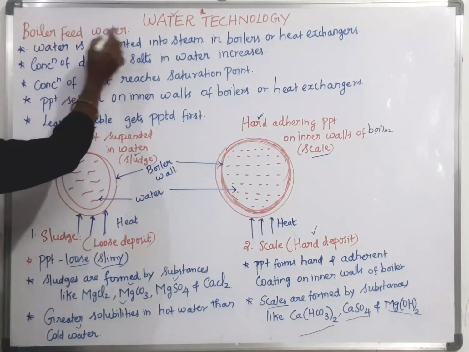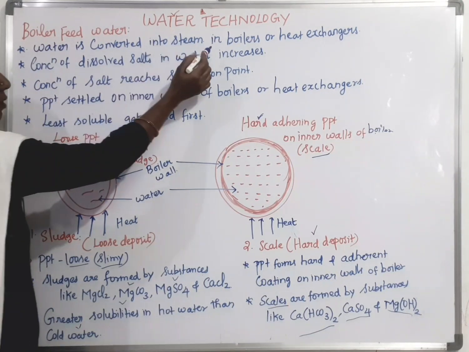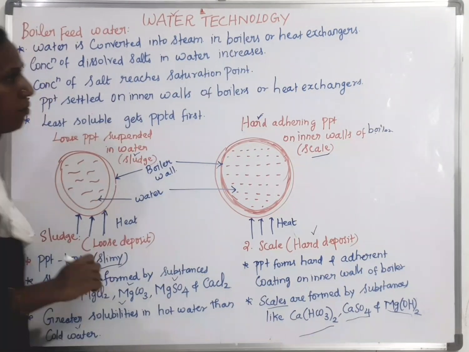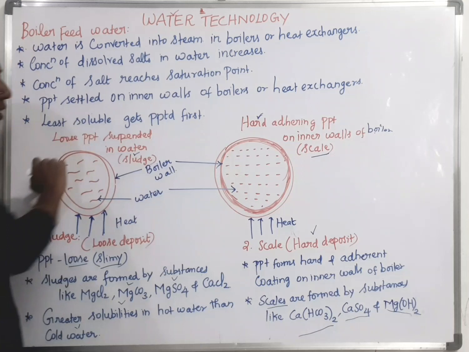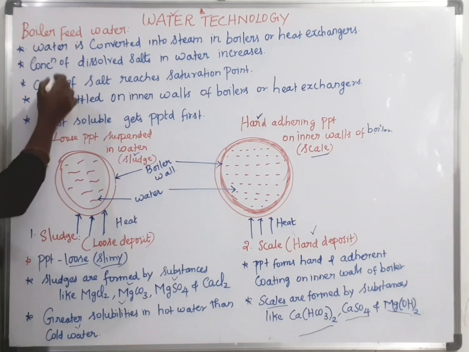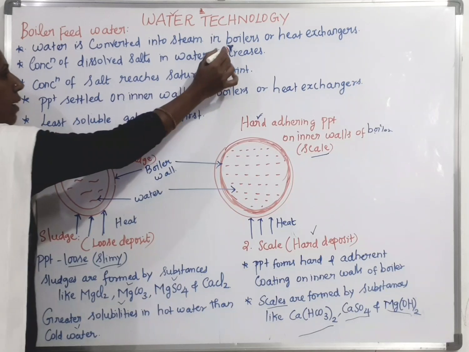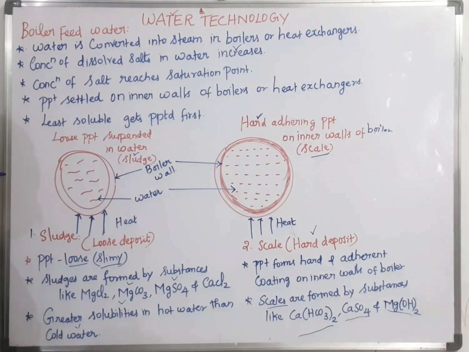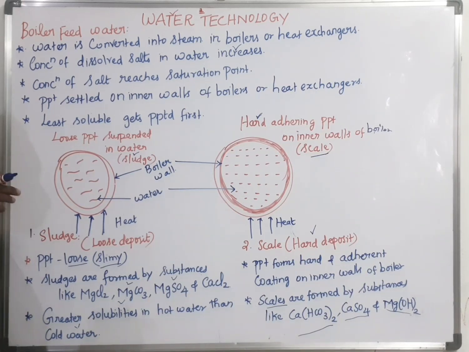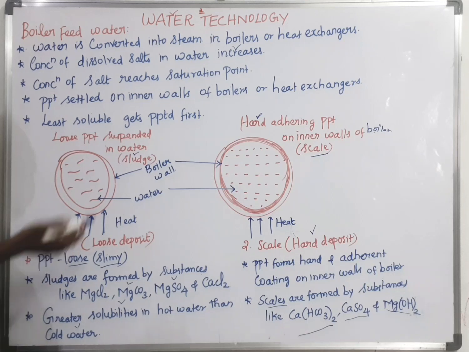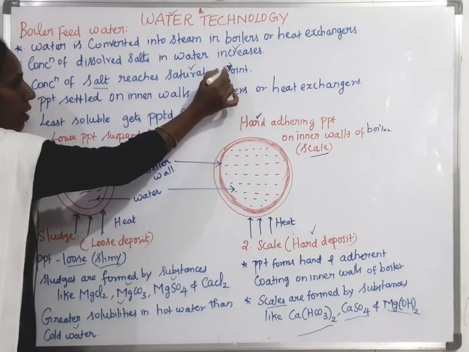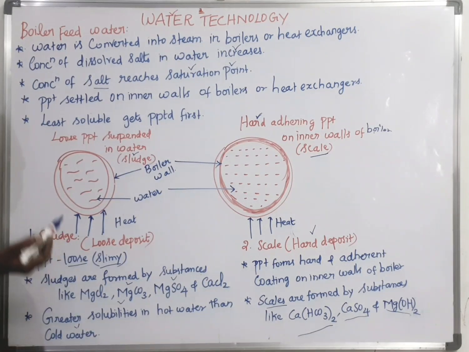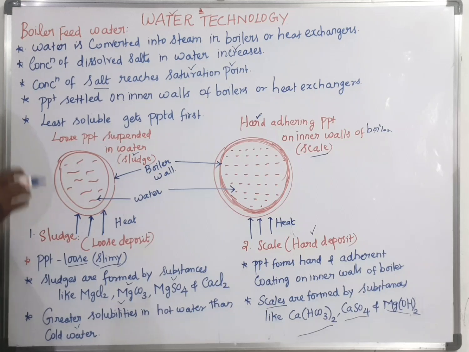Boiler feed water is water that is converted into steam in boilers or heat exchangers. During this process, the concentration of the dissolved salts in water increases. The dissolved salts are present in the water, and the concentration reaches the saturation point. Then a precipitate settles on the inner walls of the boiler.